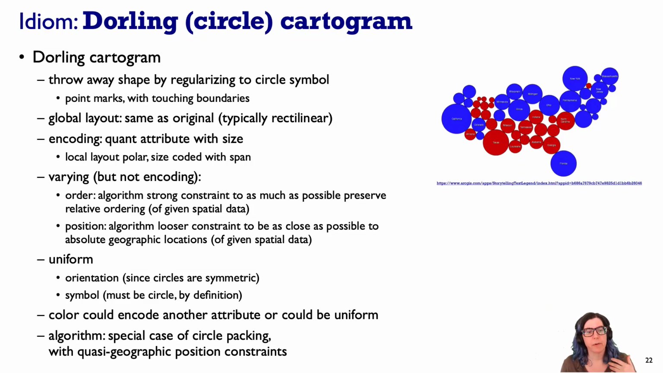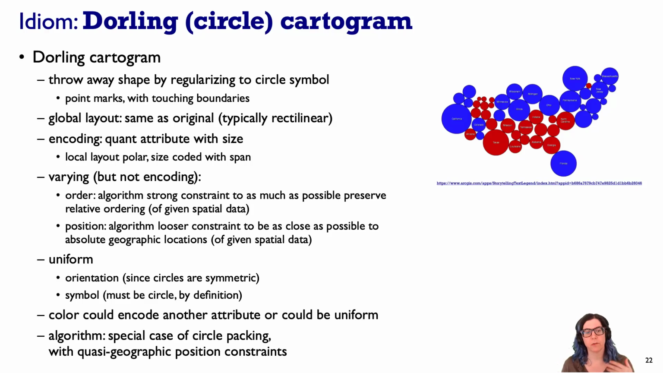Now, with this idea that we have varying rather than encoding semantics for the marks, well, the order is algorithmically computed. It's a very strong constraint. We try very hard to preserve that relative ordering. We try less hard to preserve the absolute position. It's a looser constraint. So it's trying to be as close as possible to those absolute geographic locations of the given spatial data we started with.